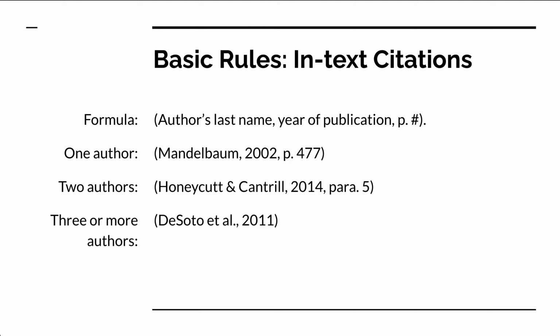Here's another example if your source that you're pulling from has two authors. You'll use both authors separated by an ampersand, or and symbol. And if you're using a source that has three or more authors, you'll only use the last name of the first author listed, followed by et al, meaning and others, and that will let your professor know that your source has three or more authors.